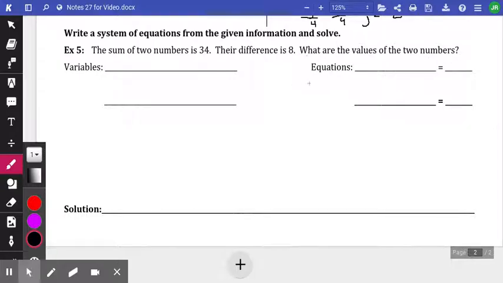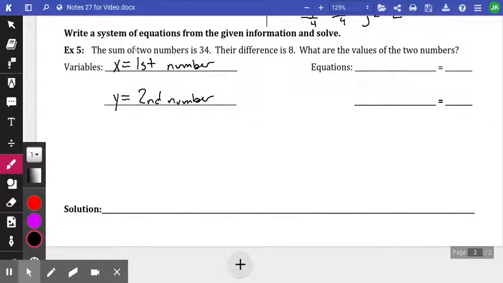So it says the sum of two numbers is 34, their difference is 8. What are the two values of the numbers? This is what we're trying to find. What are the two values of the numbers? So our variables, you can use whatever letters you want. The standard are x and y. I'm going to let x represent the first number. And then that means I'll let y represent the second number.